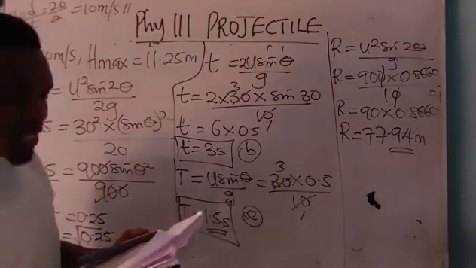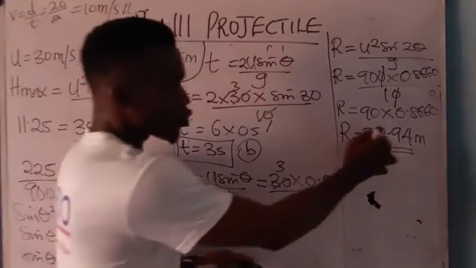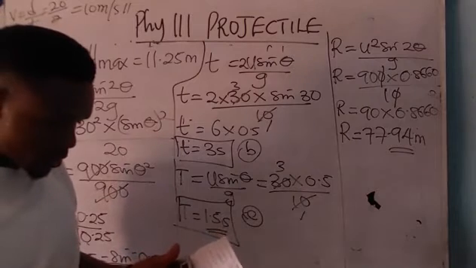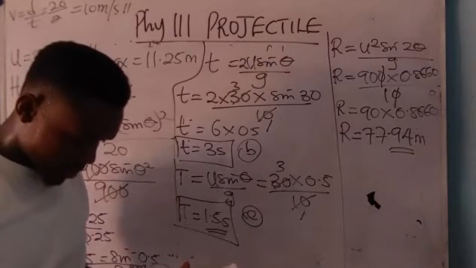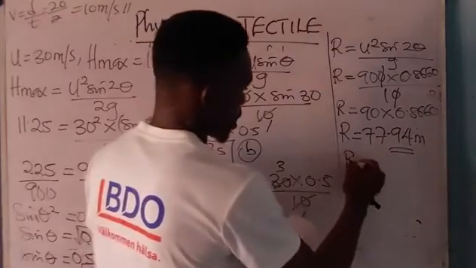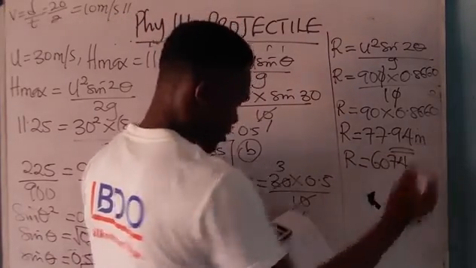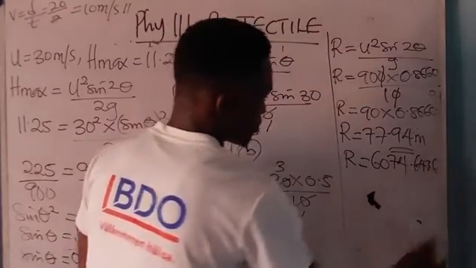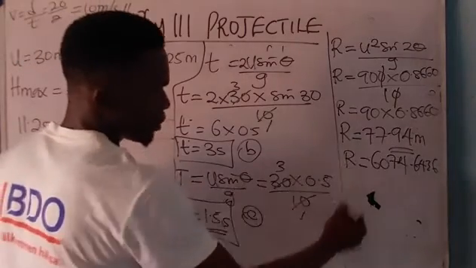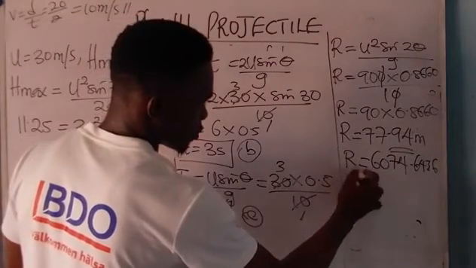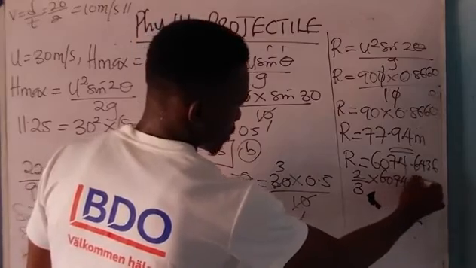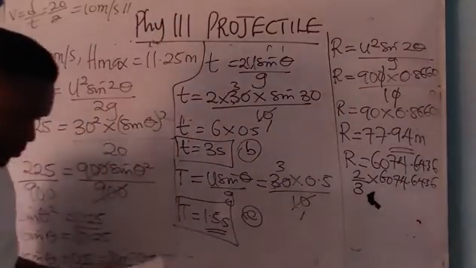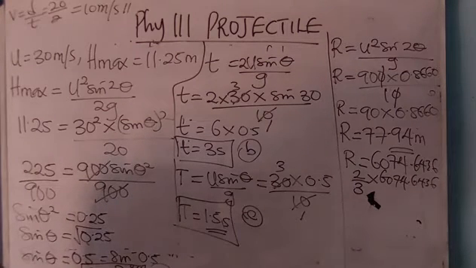Is that what they ask us to look for? No, they said two-thirds of the square of the range, which means we have to square this one, then we'll do the two over three. So 77.94 times 77.94 equals what? 6074.6436. But they said two-thirds of the square of the range, which means you now have 2/3 times this, 6074.6436, times 2 divided by 3. The answer is what?